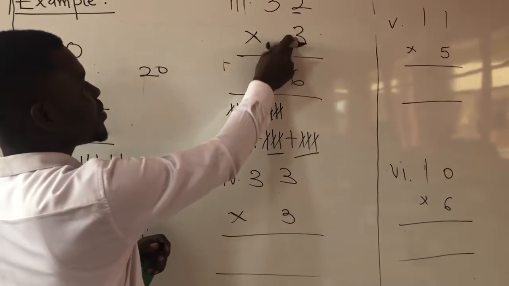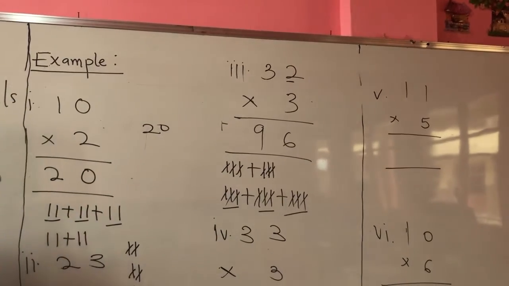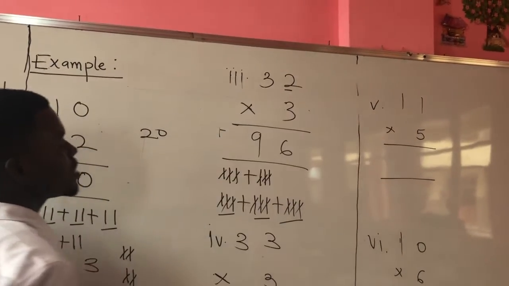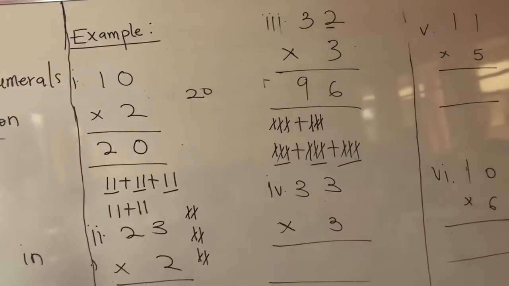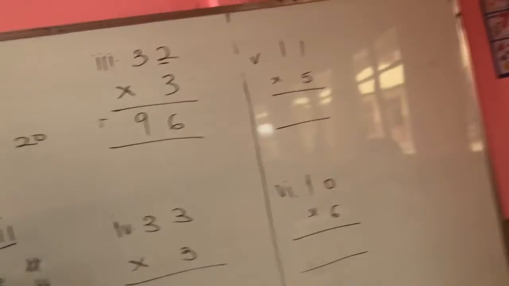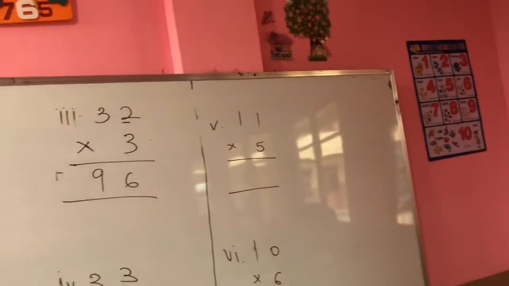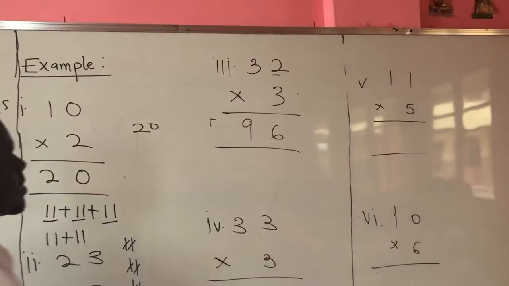So 3 times 3 is what? 9. So 3 times 32 is equal to what? 96. Sorry, it is equal to 96.